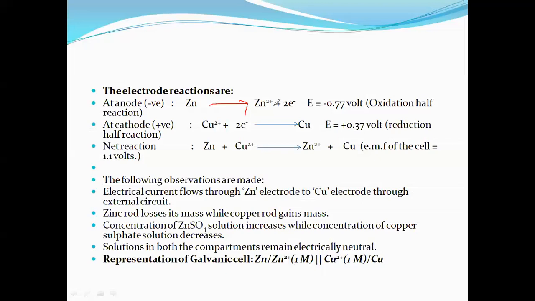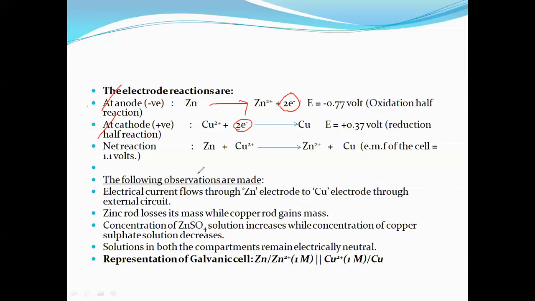Gain of electrons is known as reduction. Loss of electrons is known as oxidation. So, the zinc sulfate side is known as the anode, and the copper sulfate side is known as the cathode.